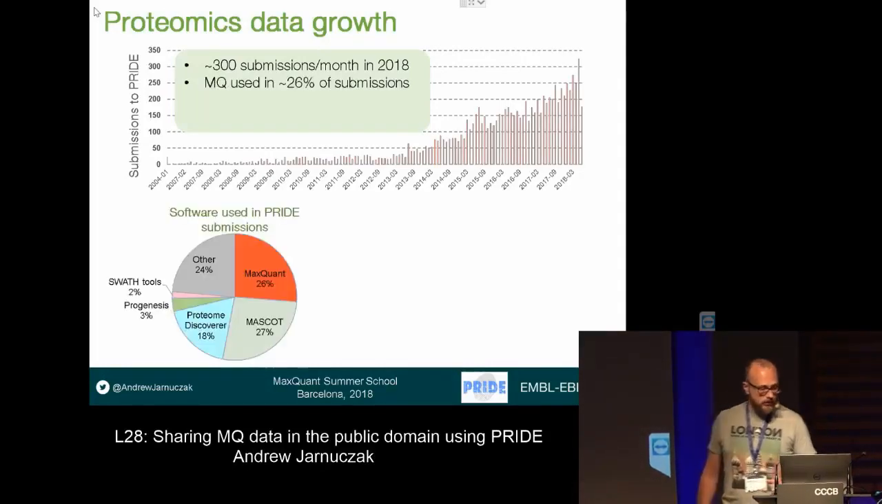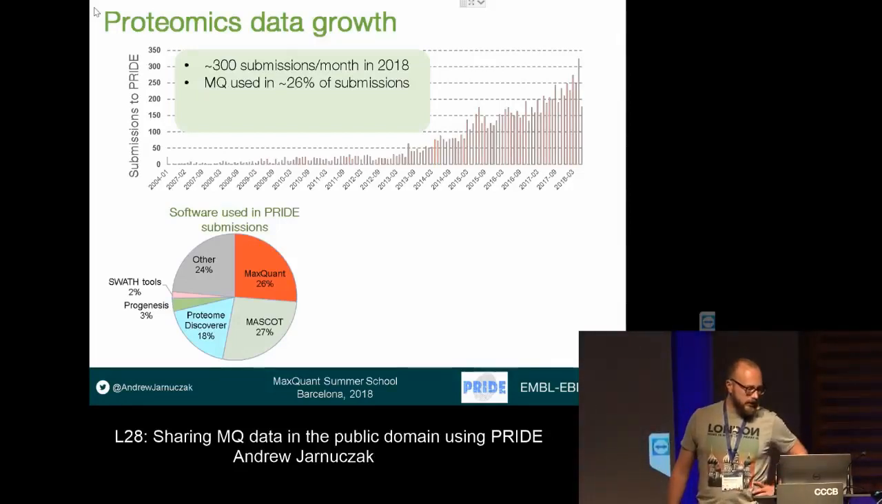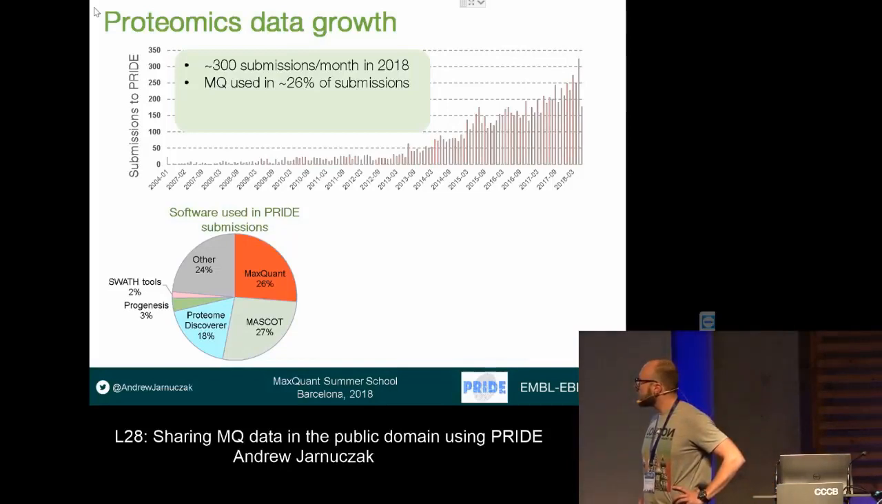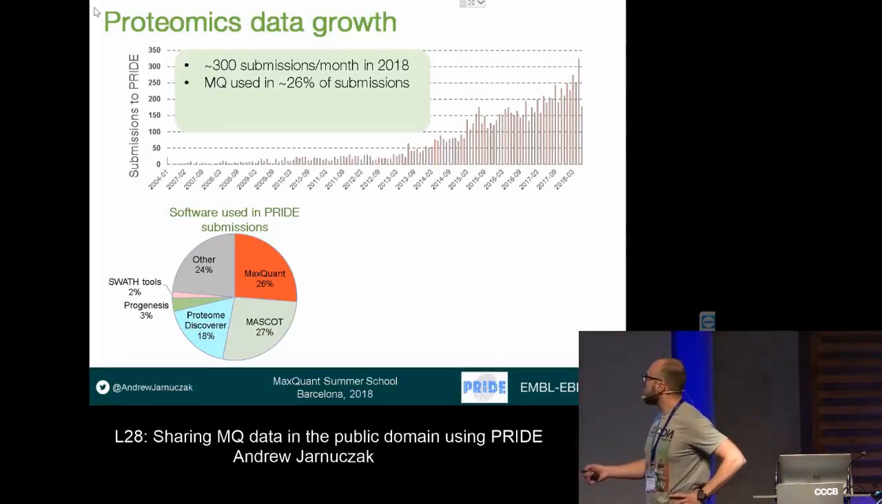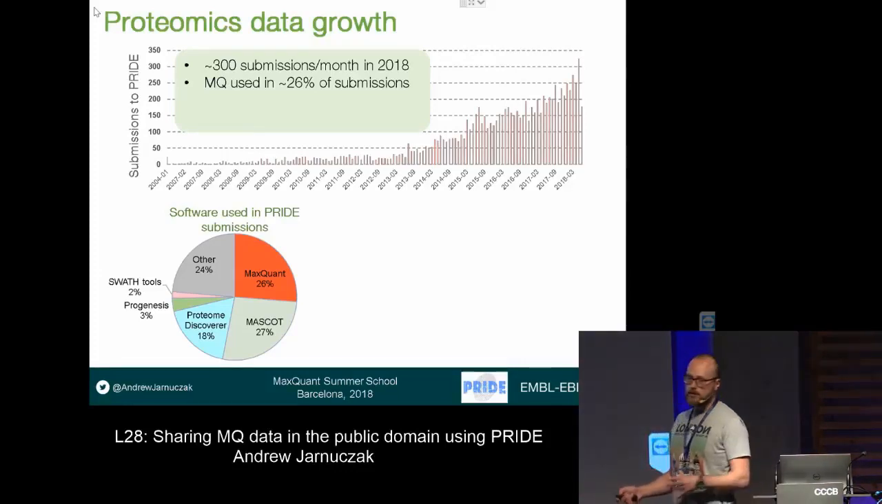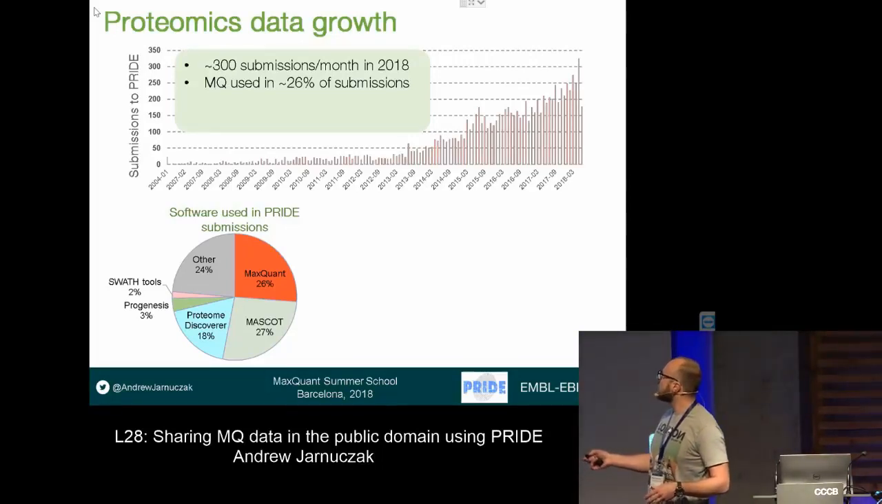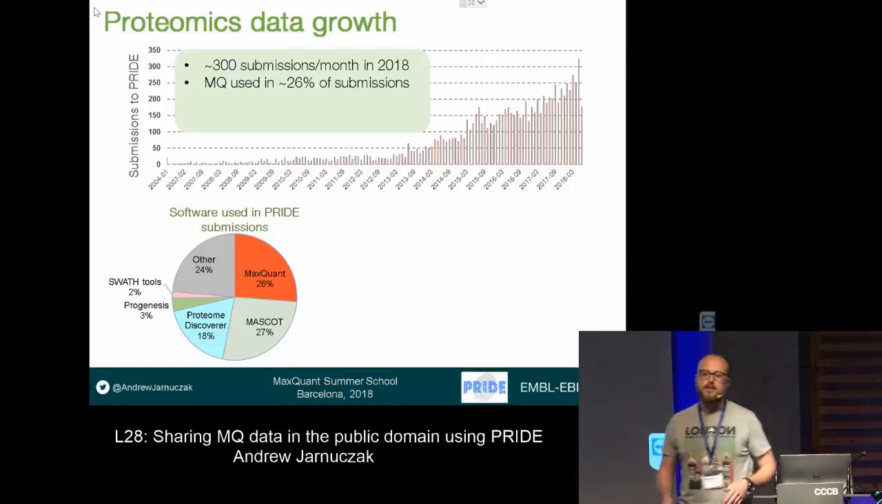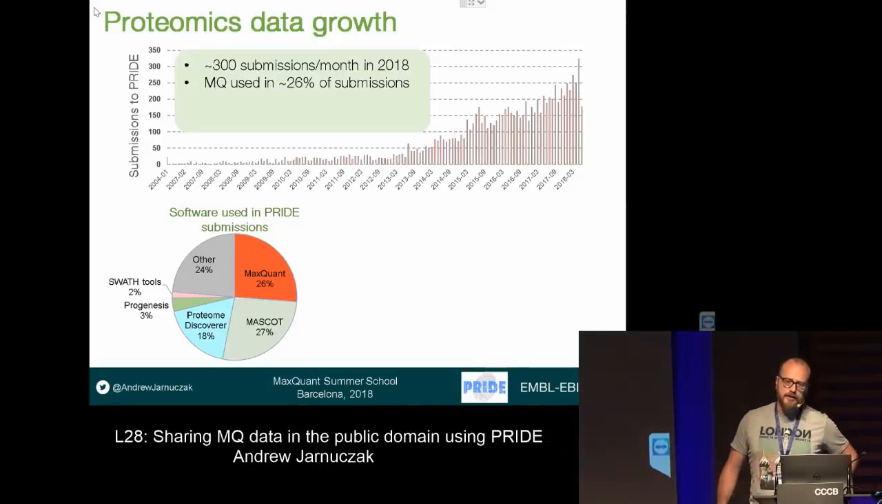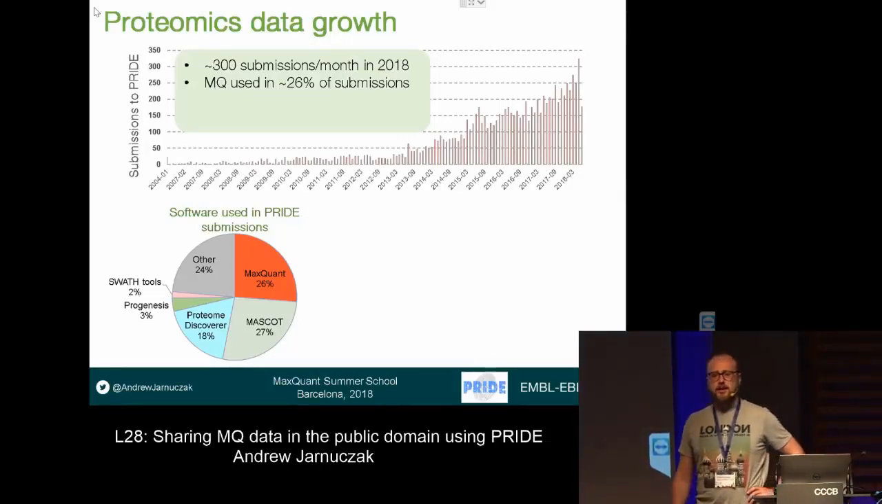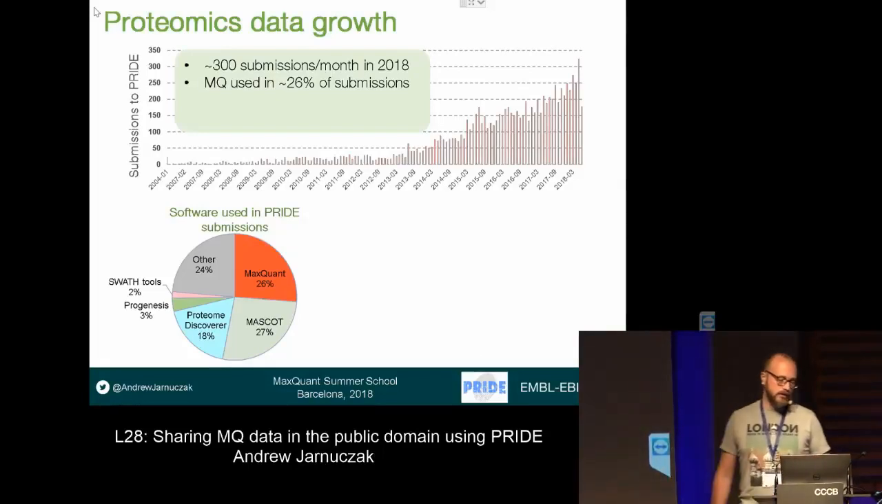Since this is a MaxQuant summer school, I thought I'd dig deeper into our database, and I ran a few queries to see what software people say they are using when they submit data to us. And this is actually since the very beginning. So 26% of all of the submissions that we have mention MaxQuant. And probably, if I ran this query again from the time when MaxQuant was actually released, because it's maybe not fair from the very beginning, it's probably something like 30 or 35%. So it's a really big chunk of what we get, and it shows that the community is using MaxQuant heavily.